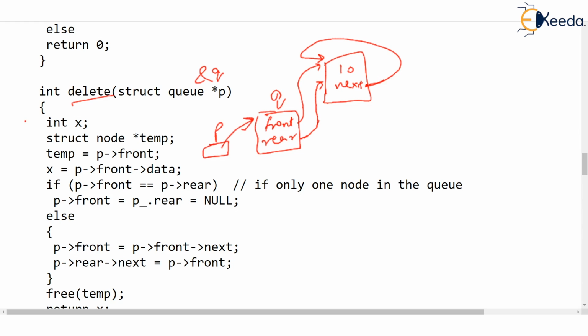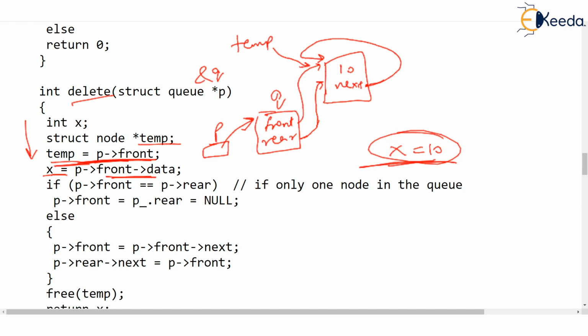Now if you run this, there is a temp pointer and you know that this temp pointer has been made equal to P arrow front. That means temp pointer will point to the frontmost node. And then X is made equal to front's data. So X is made 10. We are going to finally return this value.